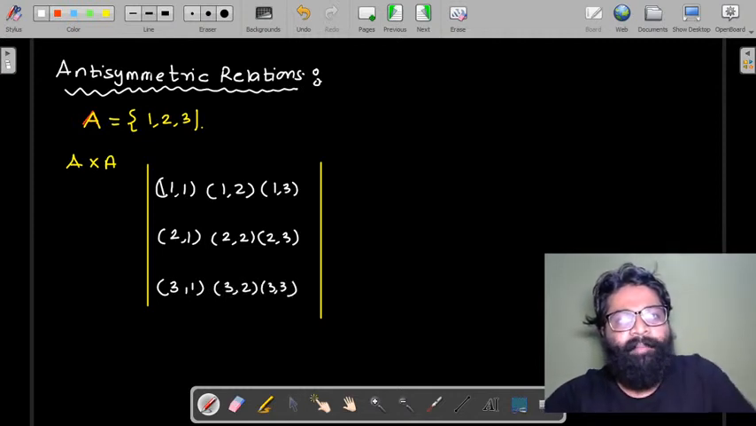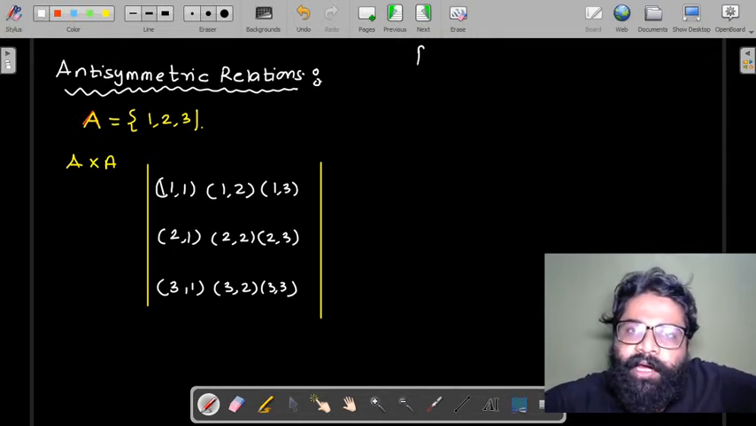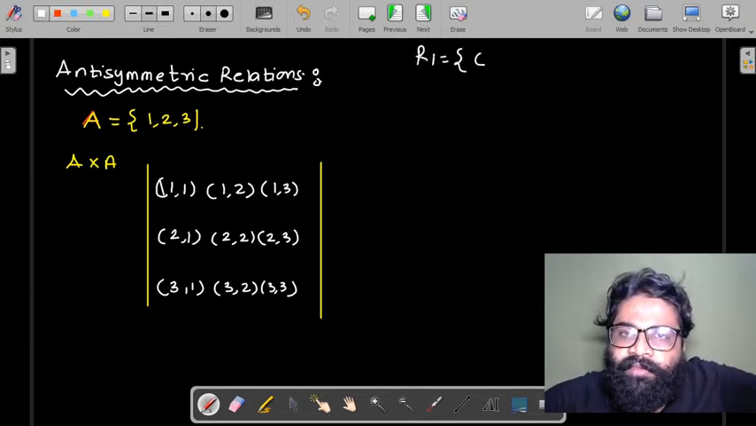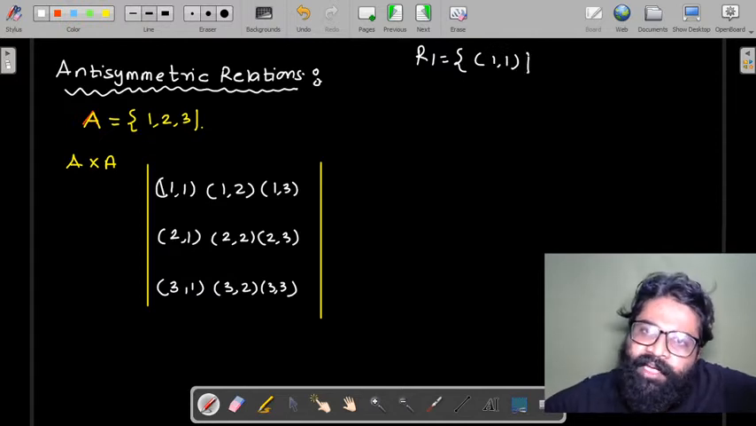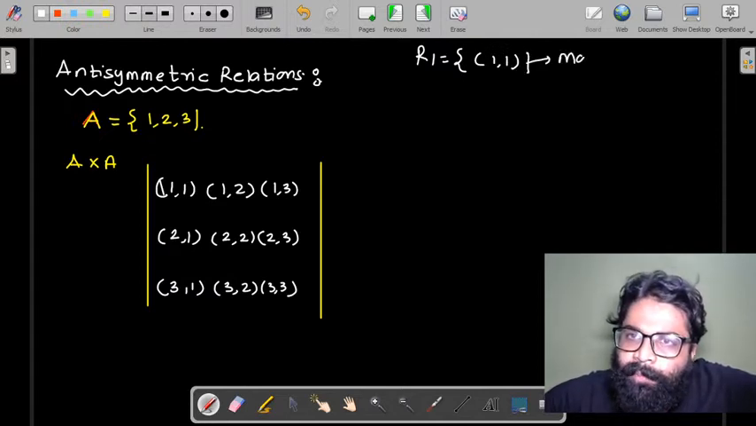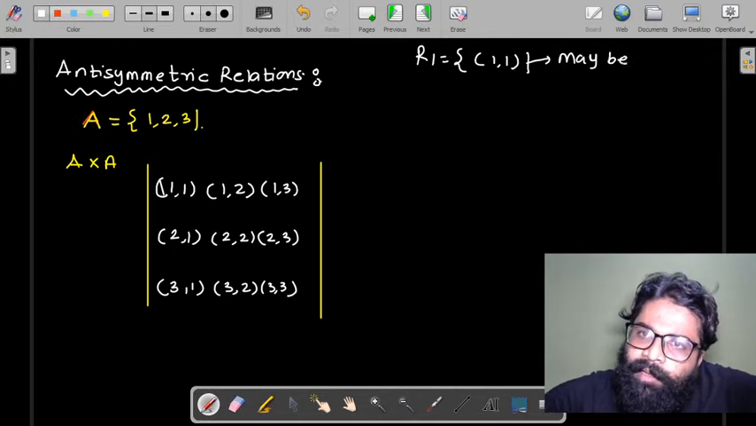Now see what will happen if I try to write down the relation. For example, the same element may be present, or may not be present.